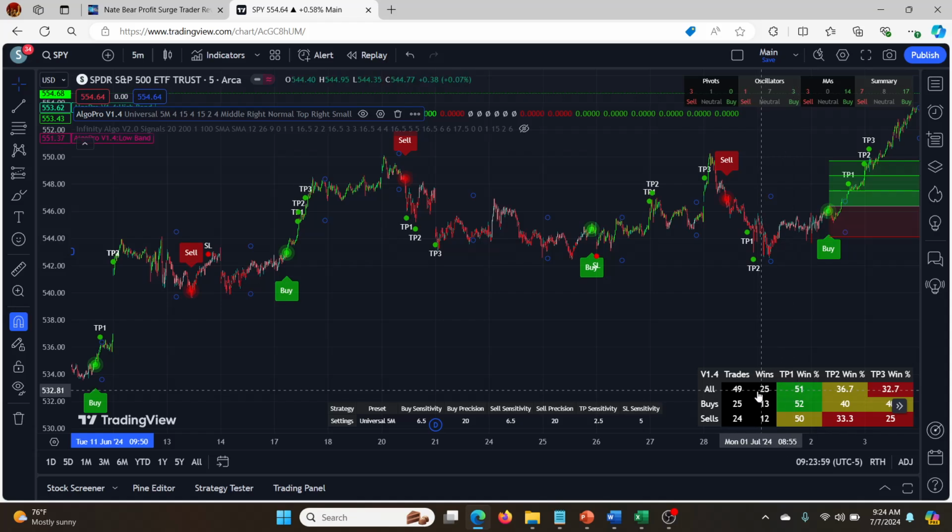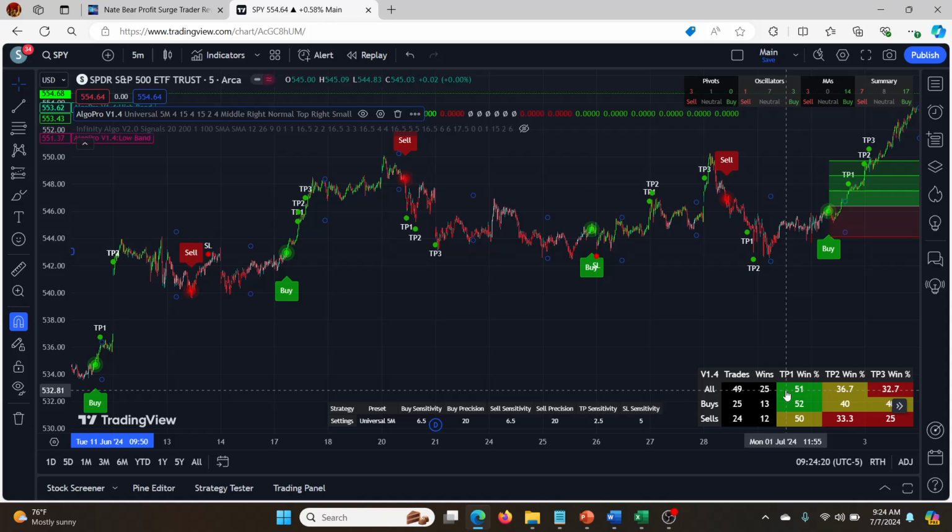So out of all these alerts on the 5 minute time frame, 51% have been winners. They've hit the first profit target, and then 36% have hit profit target 2. So this is all fine and well, right? This is useful, but as we all know, win rate doesn't actually mean profitability.